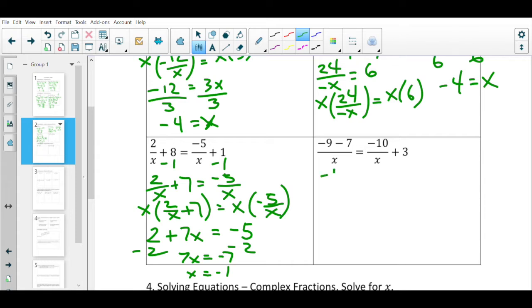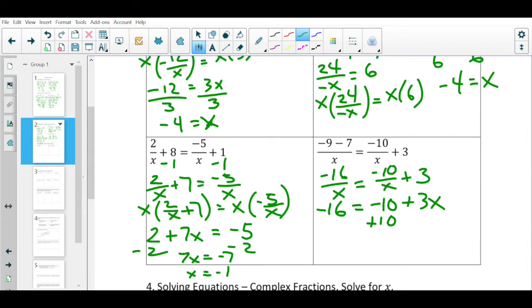Let's simplify here. That's negative 16 over x equals negative 10 over x plus 3. We're multiplying x through both sides, so that's negative 16 equals negative 10 plus 3x. We're isolating x. That's negative 6 equals 3x. X equals negative 2.